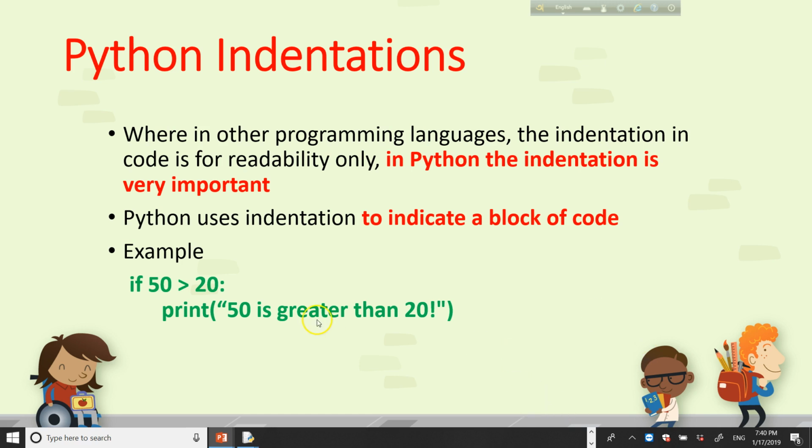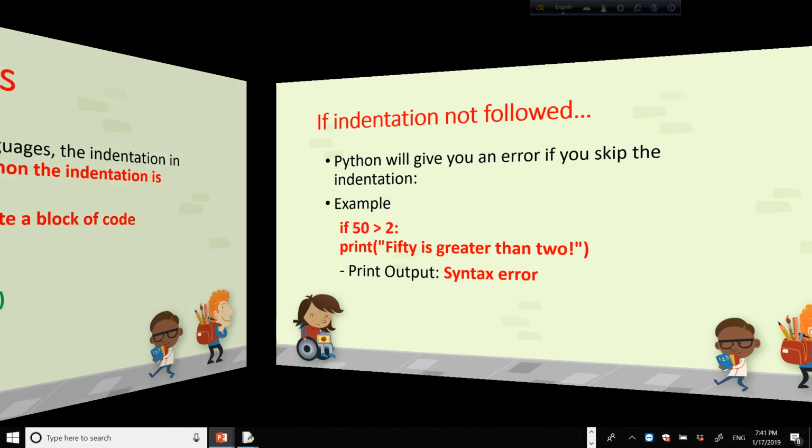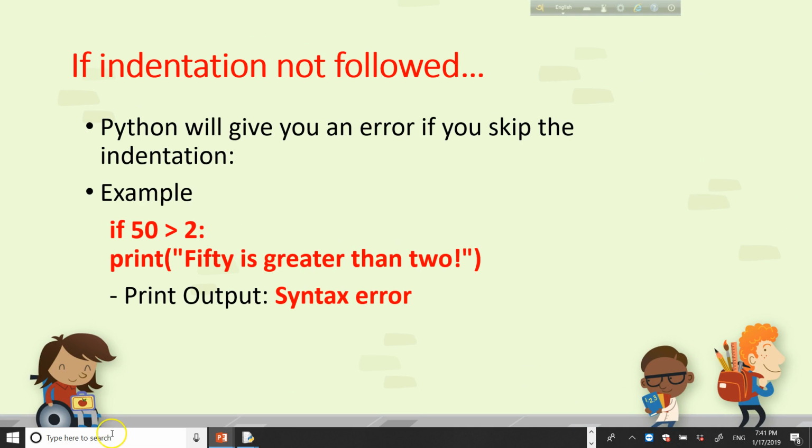For example, 50 is greater than 20, print 50 is greater than 20. 50 is greater than 20, it is true, so it will be printed. If it is false, then the next block will be printed, else, or elif. Okay, elif works as else if does in other programming languages, but in Python we say elif. Okay, now let me show you.